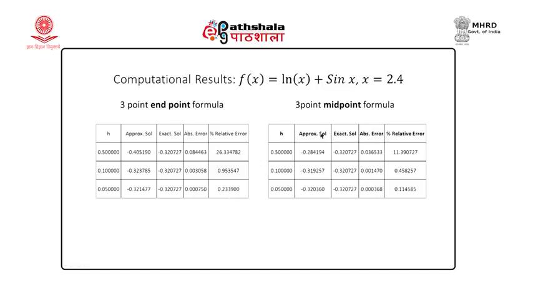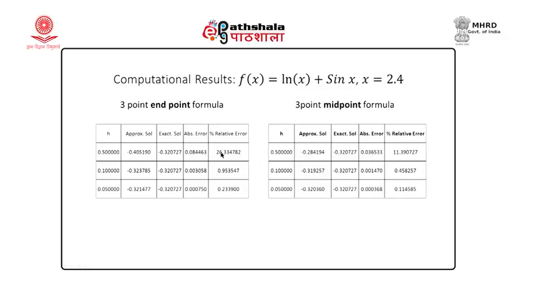0.2339%. In the case of the midpoint formula, both are 3-point formulas, but as I said, the error is estimated to be half of the error in the case of the endpoint formula, because here the coefficient is 1 by 3, and here the coefficient is 1 by 6. If you look at the estimates, the errors are now 0.036533, 0.001470, less than half of this and less than half of it here. Relative error 11.39%, 0.458257, 0.3339.